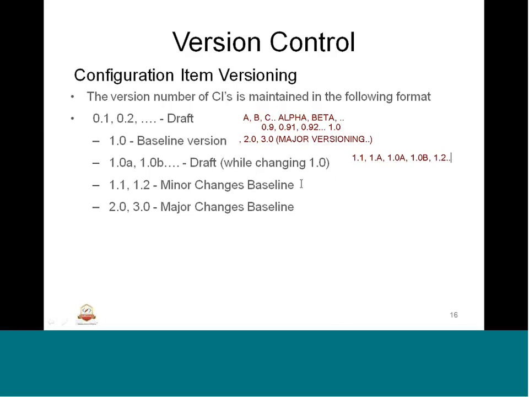And if any minor changes and major changes are to be versioned, that can be versioned with 1.1, 1.2. Any major changes, it will be 2.0, 3.0, and once the major changes are done, we can make it a baseline 10.0, something like this. So this is what we do with the version control.